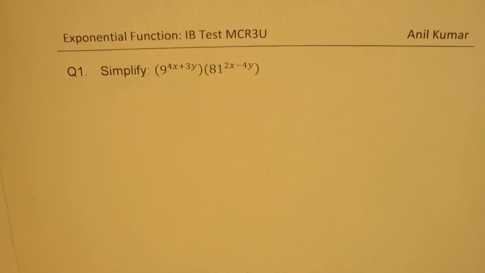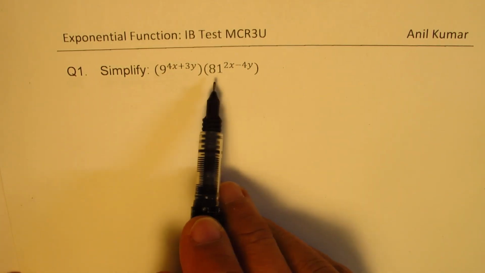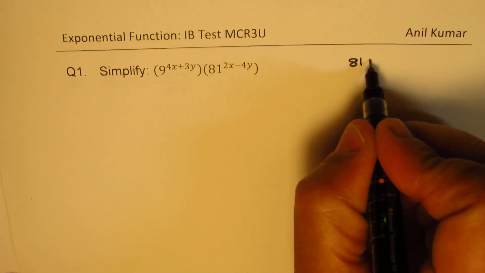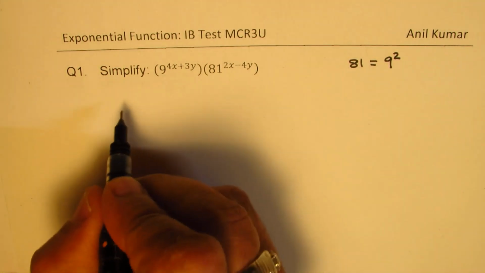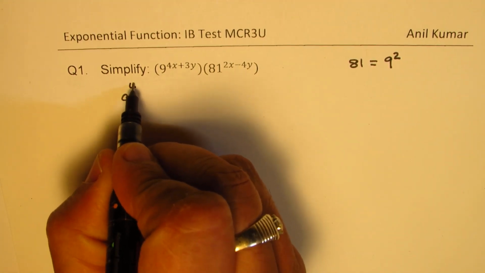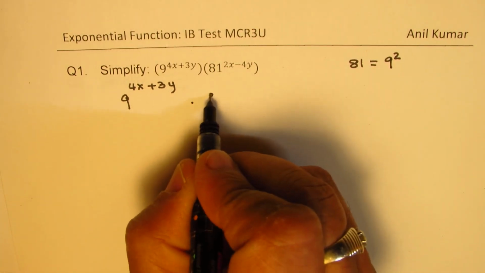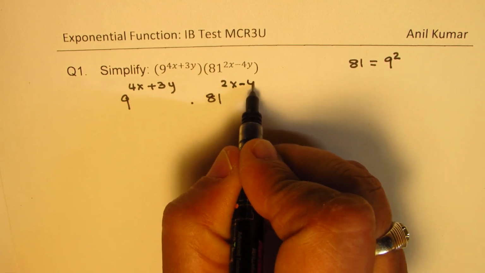Question number 1 is to simplify 9 to the power of 4x plus 3y times 81 to the power of 2x minus 4y. Now to simplify such expressions, we have to write them with the same base. As you know, 81 is 9 squared. So that should help us to simplify. So the question now becomes 9 to the power of 4x plus 3y. We already have this. Let me copy the question as such first, and then we'll simplify, right?